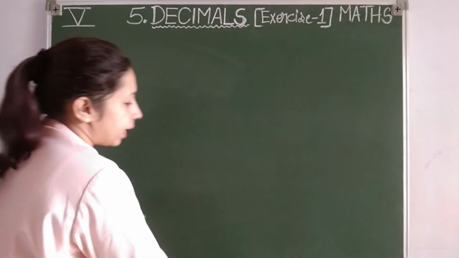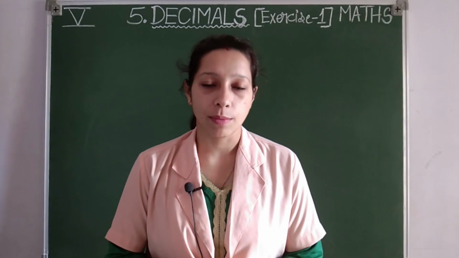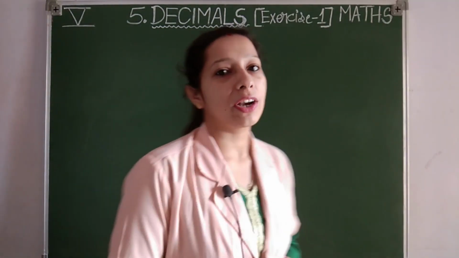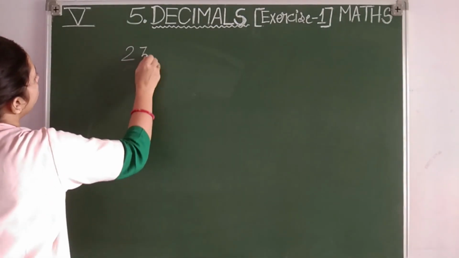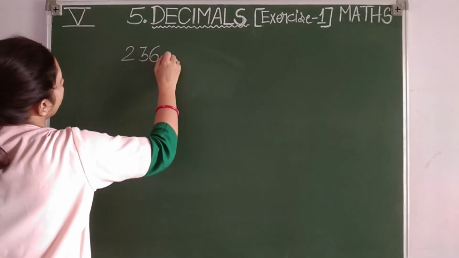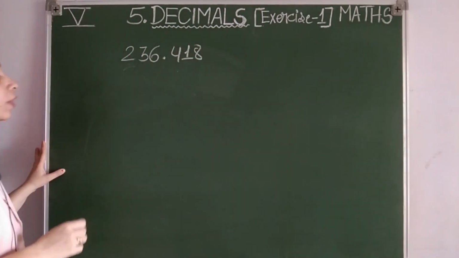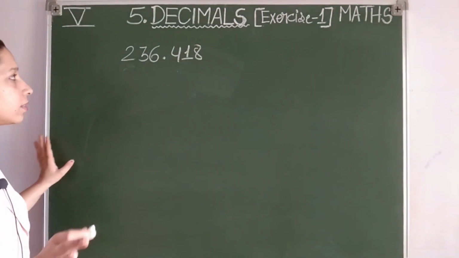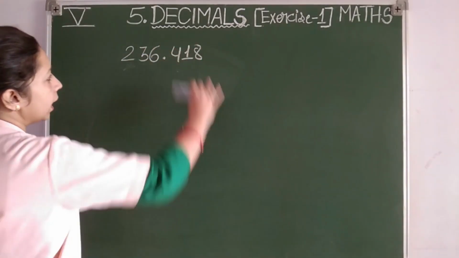Now let us see this topic in detail. I'll explain to you again about decimals in detail. So just concentrate on the board, students. Suppose there is a number written here: 236.418. Such a number is written. For now, just ignore this part. We are not going to see this much part.